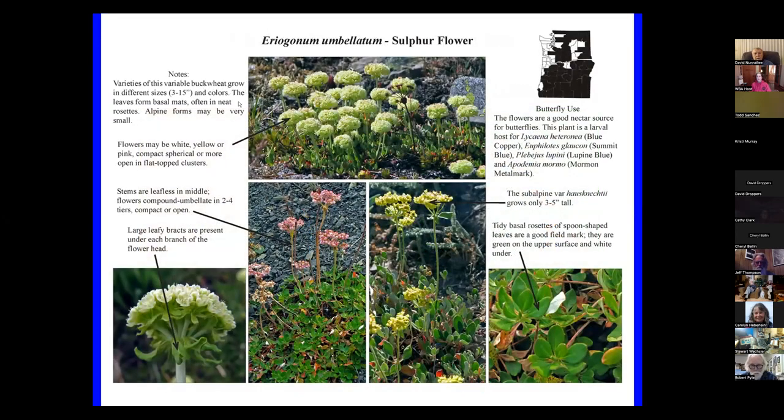This is Eriogonum umbulatum. I'm going to fuss just a minute here, try to get my screen. Okay, I can move some stuff here. Now I can read my own screen. Okay, this is Eriogonum umbulatum, the sulfur flower. And this is a very widespread plant that occurs all over, well, anywhere that buckwheats grow, you pretty much will find umbulatum.